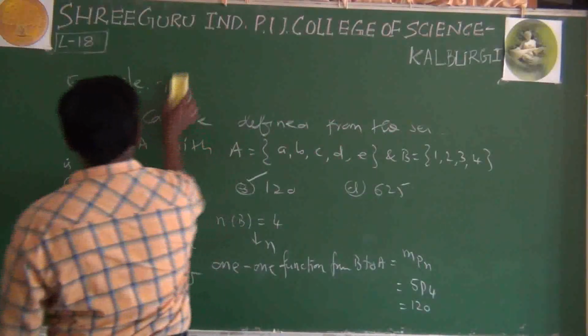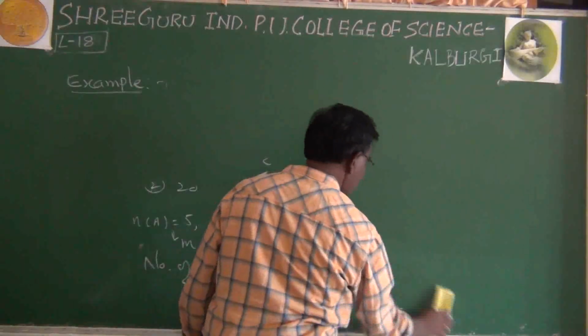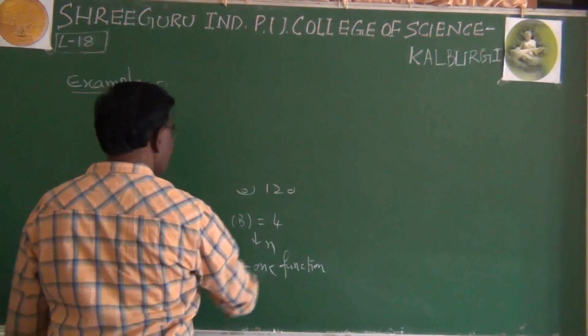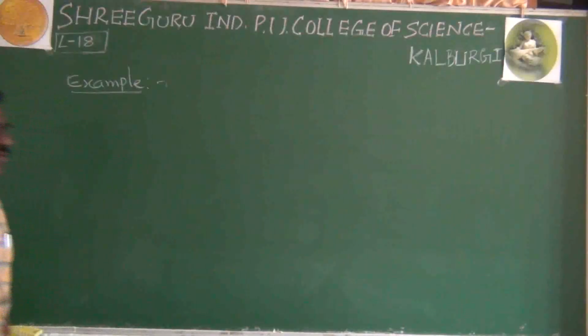Now the first problem is one-one function, which I explained. The second problem is also one-one functions. Both I explained. That is B to A equal to 120, and A to B is 0.